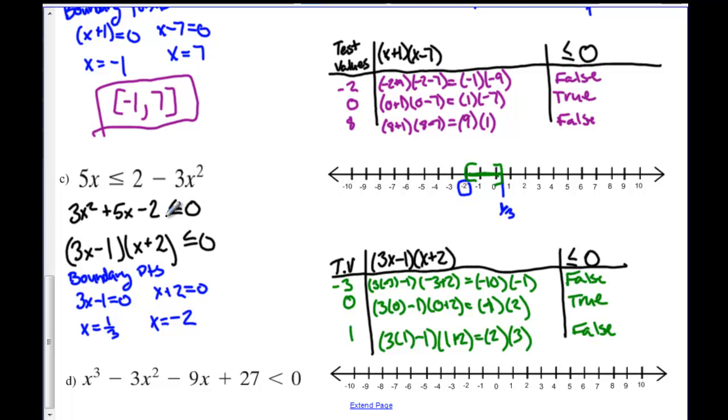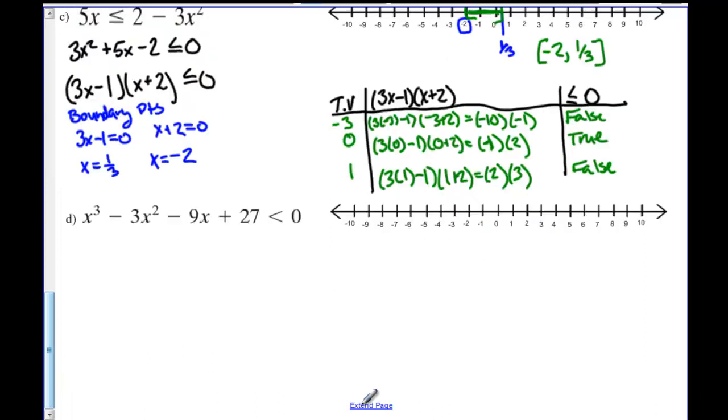Because of that or equal. So we've got the bracket, -2, to 1/3, and then close it with another bracket. Is that okay? All right, good.